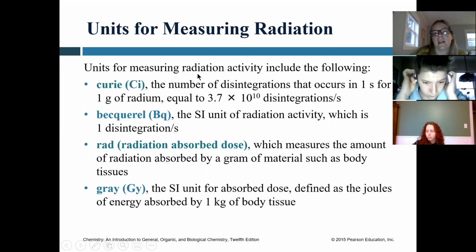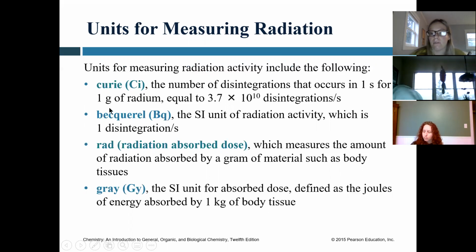We classify a Curie as the number of disintegrations that occur in 1 second for 1 gram of radium. So if we're looking at radioactive radium, we would see that it has 3.7 times 10 to the 10th disintegrations per second. So it's quite a few disintegrations. A Becquerel is the standard SI unit of radioactivity, and this is 1 disintegration per second. So this is much smaller than a Curie, right? If this is 1 disintegration per second, a Curie is 3.7 times 10 to the 10th disintegrations per second.